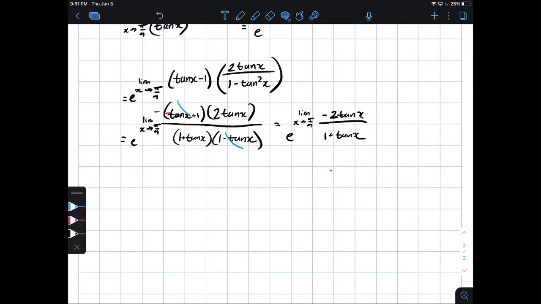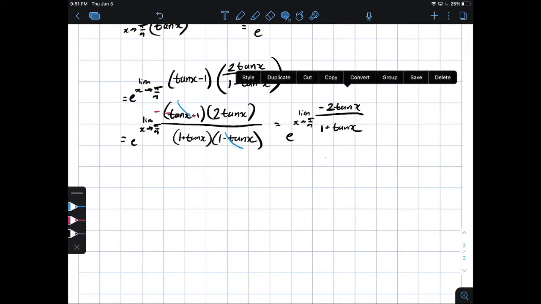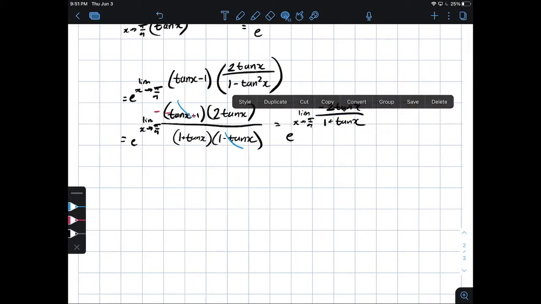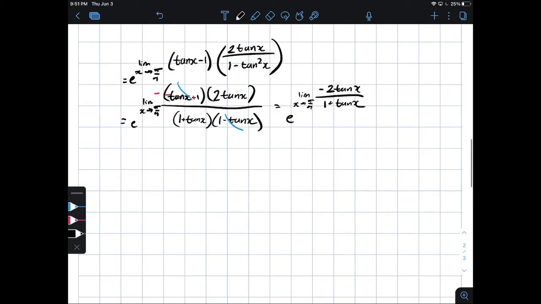Did that a little sloppy, because remember this is supposed to be raised to a power. And now we'll just plug it in. So tangent pi fourths is equal to 1. So we're going to be essentially just at negative 2 over 1 plus 1, which is negative 1. And that actually solves our integral.